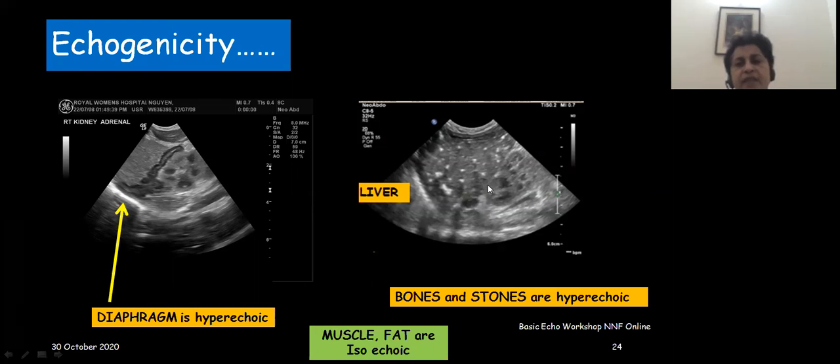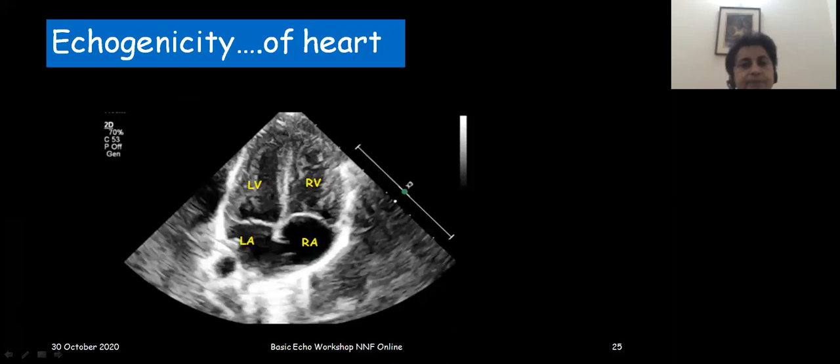The one on the right, I have done an ultrasound. Here is the liver. Liver shows a lot of whitish structures. So this is calcification in the liver, and bones and stones are therefore hyperechoic. Muscle and fat are isoechoic.